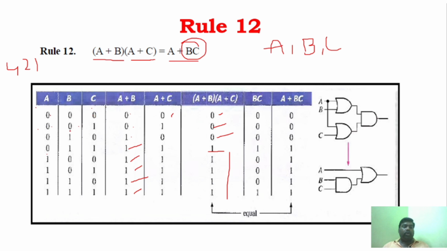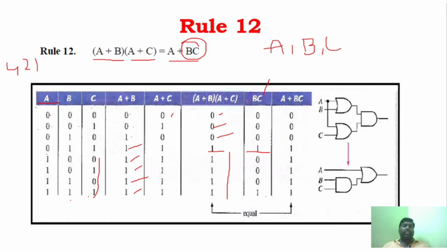0 into 0, 0, 0 into 1, 1 into 0, and 1 into 1, right? And all other things are 0 here because we have zeros, and this one is 1, 1 into 1 is 1, right? So B into C, this is normal multiplication, right? And now what you have to do? You have to add A plus BC, correct?